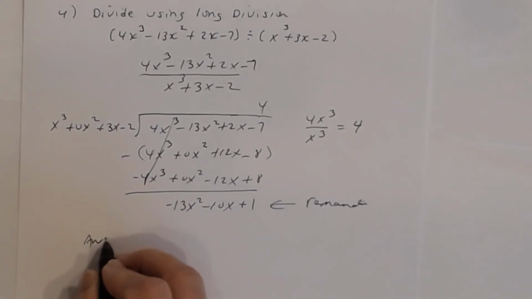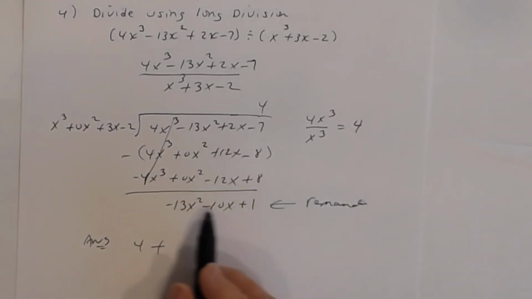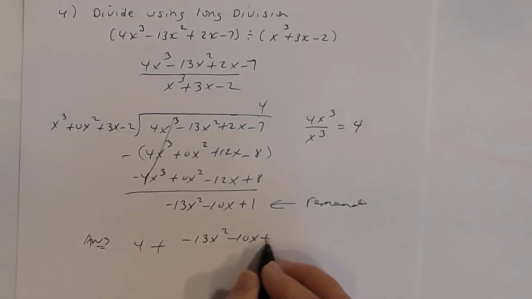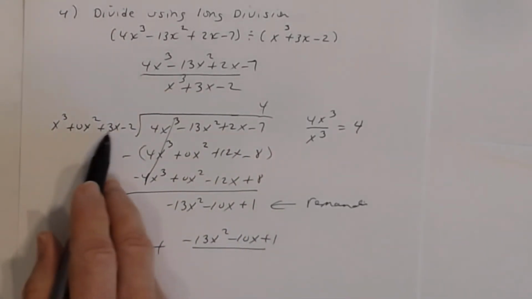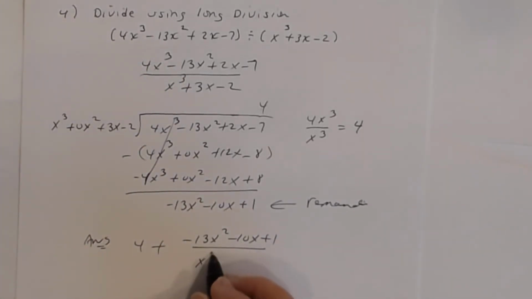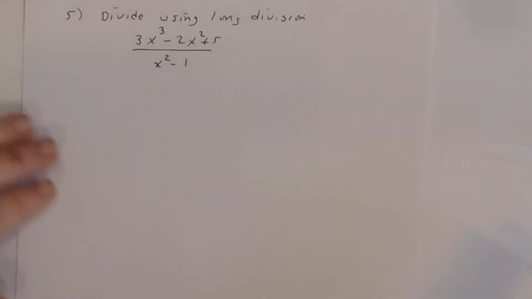So the answer will be the quotient, which is 4, plus the remainder, which is negative 13x squared minus 10x plus 1, divided by the divisor. I'm going to write the divisor without the 0, so x cubed plus 3x minus 2. All right, so that was number 4. Let's look at number 5.